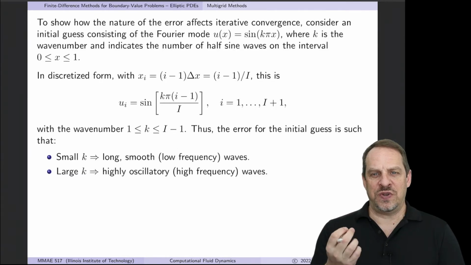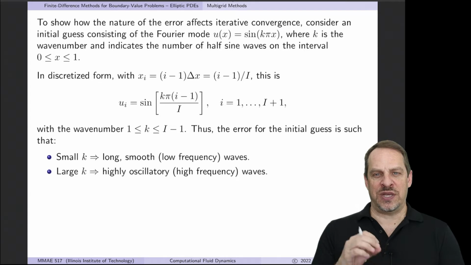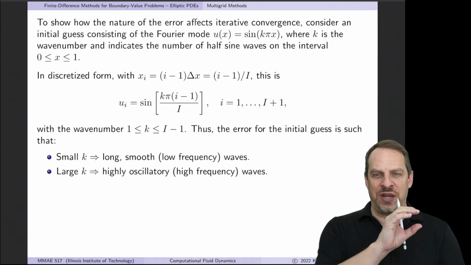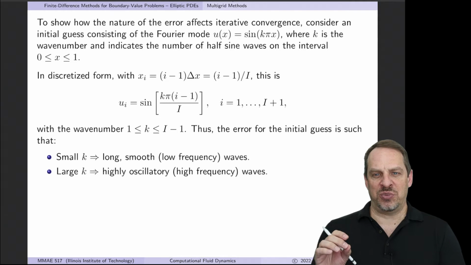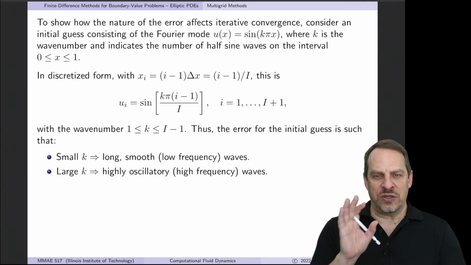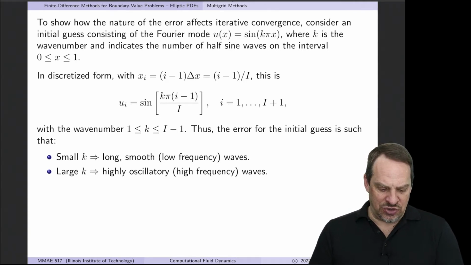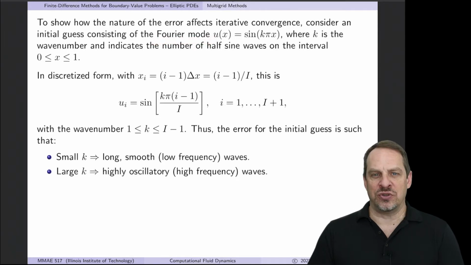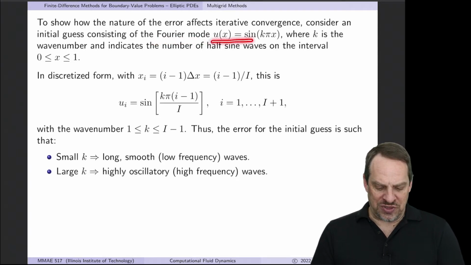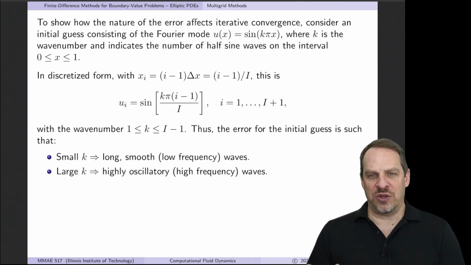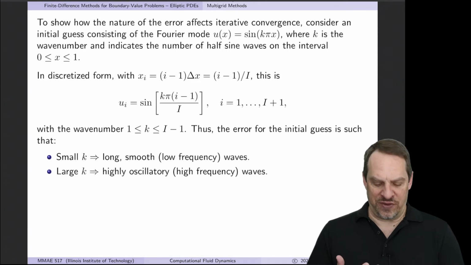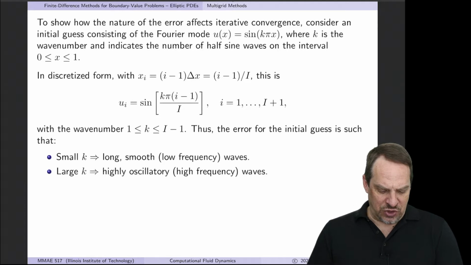So I want to illustrate this feature of iterative techniques that I just claimed, and that is that high frequency modes iterate out faster, whereas low frequency modes take longer to iterate out. So let me illustrate that by introducing Fourier modes as our initial guess. So u of x will be sine of k pi x. K here then is a wave number. The smaller the wave number, the smaller the frequency, the larger the wavelength. And the higher the k, the opposite is the case. So u_i will be sine of k pi times (i minus 1) over capital I.